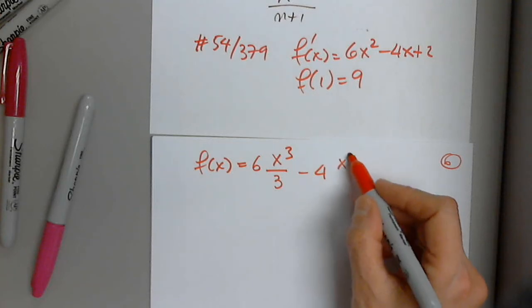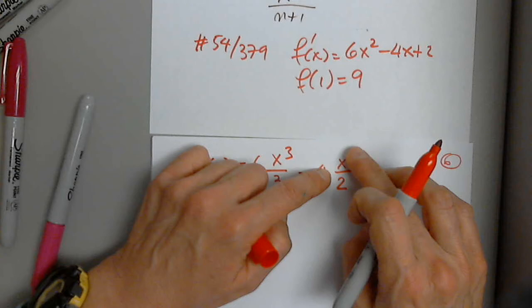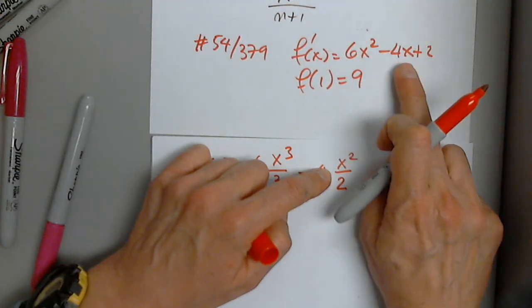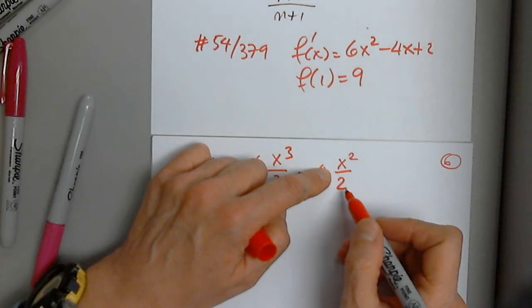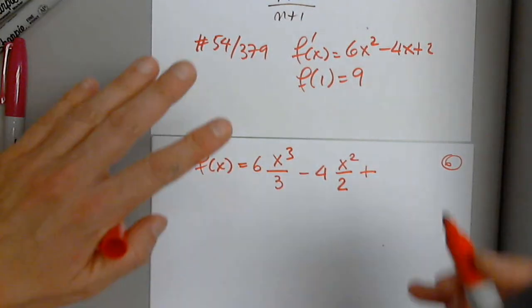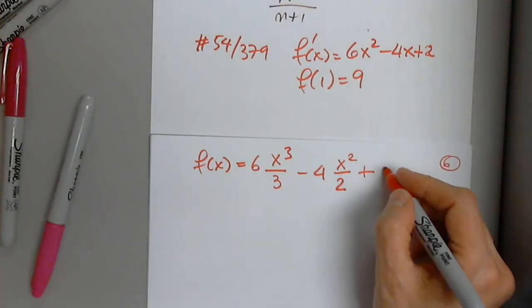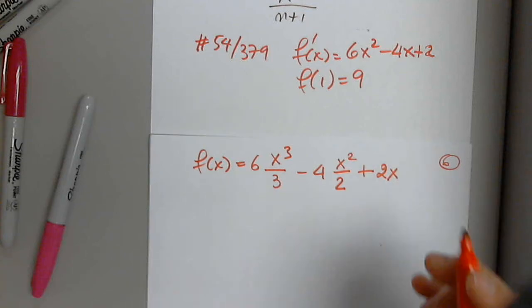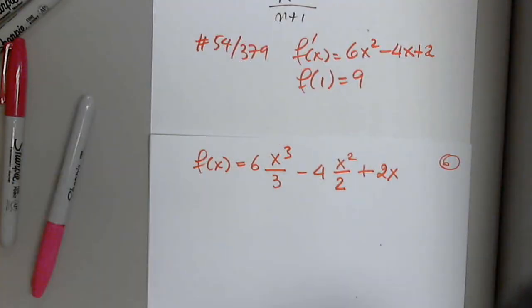Plus 9x squared over 2. So I need to determine a function whose derivative is x. This is power 1, so power 1 plus 1 divided by 1 plus 1. Which function has a derivative of 2x? When I differentiate 2x, I will get 2. Is that clear? And then plus C, exactly, plus a constant C.